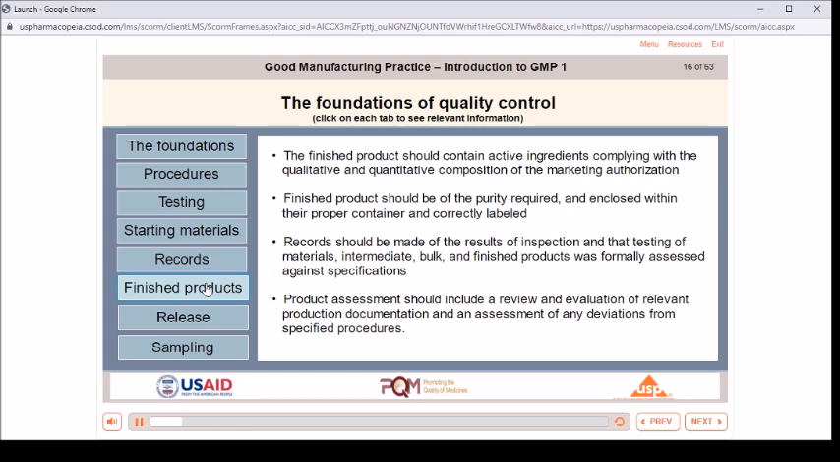Finished product. The finished product should contain active ingredients complying with the qualitative and quantitative composition of the marketing authorization. Finished product should be of the purity required and enclosed within their proper container and correctly labeled. Records should be made of the results of inspection and testing of materials, intermediate, bulk, and finished products was formally assessed against specifications. Product assessment should include a review and evaluation of relevant production documentation and an assessment of any deviations from specified procedures.